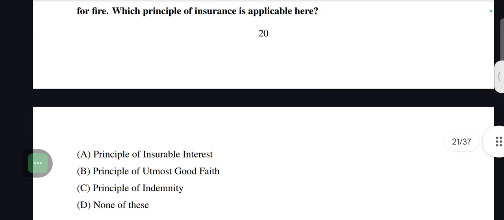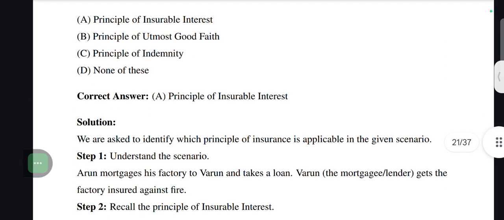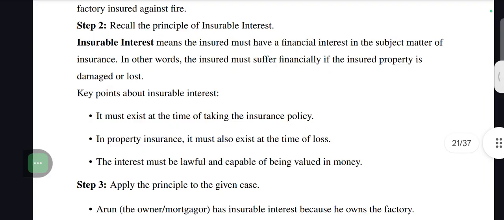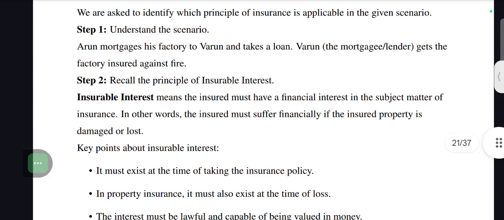Principle of insurance, insurable interest, principle of utmost good faith, principle of indemnity, or none of the above. One by one, let us see what is the definition. The first one: the question says that Arun mortgages his factory to Varun and takes a loan. Varun gets the factory insured against fire.